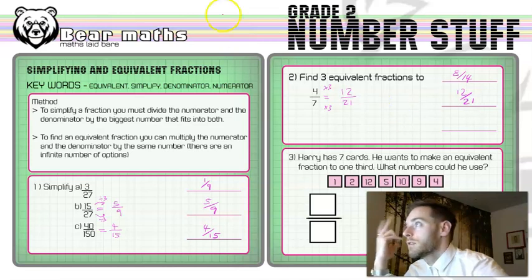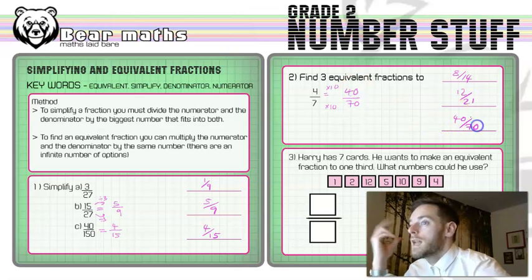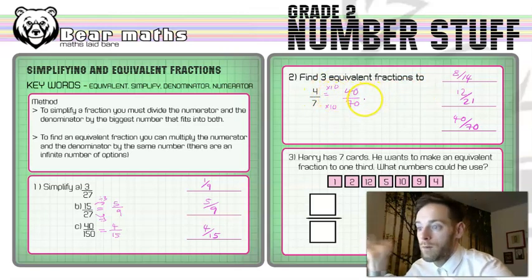All right, now like I said, there's an infinite number of options because there's an infinite number of numbers. Numbers go on forever. So we could multiply by 10, let's say. There we go, let's have that one. Not really that different, but never mind. We've got 40 and we've got 70. So we could have 40 over 70. Any numbers that you've multiplied the top and the bottom by the same thing, you have found an equivalent fraction.